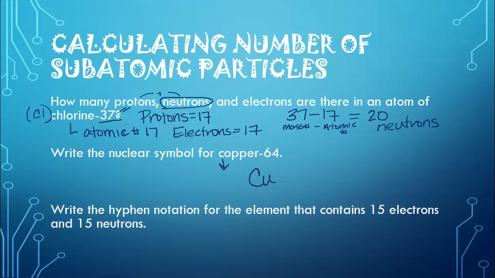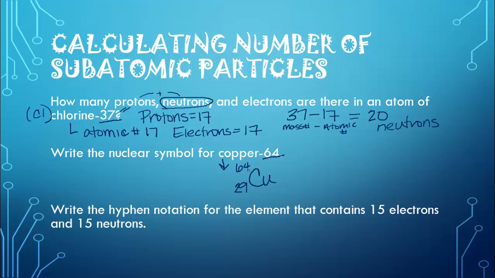Now, when we're writing the nuclear symbol, that atomic number goes before it on the bottom. So we're going to put 29 on the bottom. The rest of it is easy, because then we just need to copy the mass number and put it on top. So 64 over 29 Cu for the nuclear symbol. Nuclear symbol is also nice and easy then if we wanted to determine the number of neutrons.